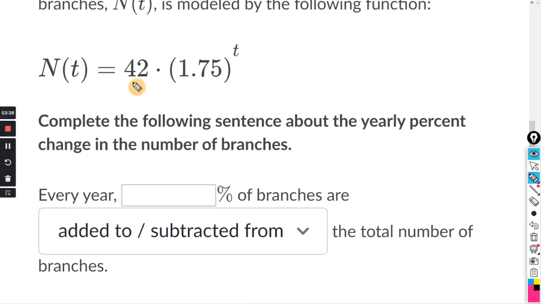All right. So this is the initial value. We don't really need to know that for this one, but it's getting multiplied by 1.75 every time the year increases. See, the year is represented by the letter t. So each time you add a number to t, you're multiplying this by 1.75 over and over again. And they want to know the percent change.